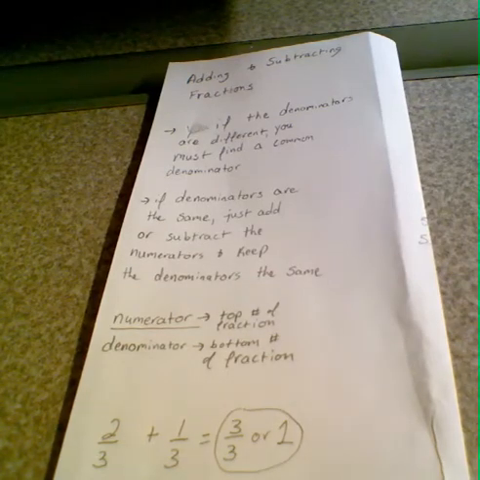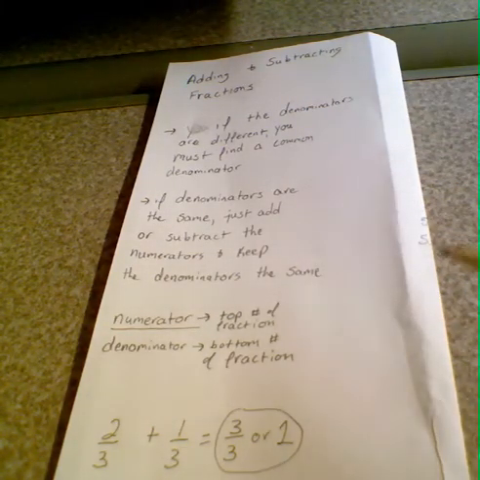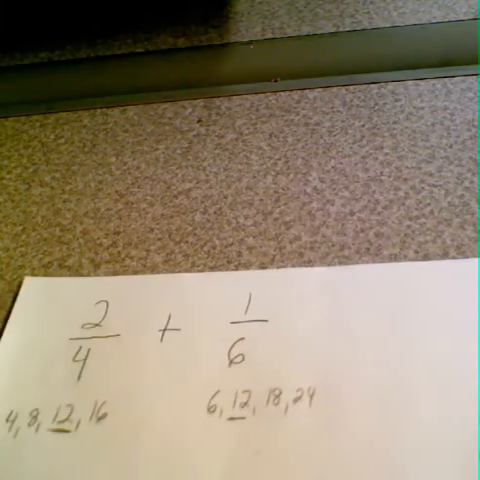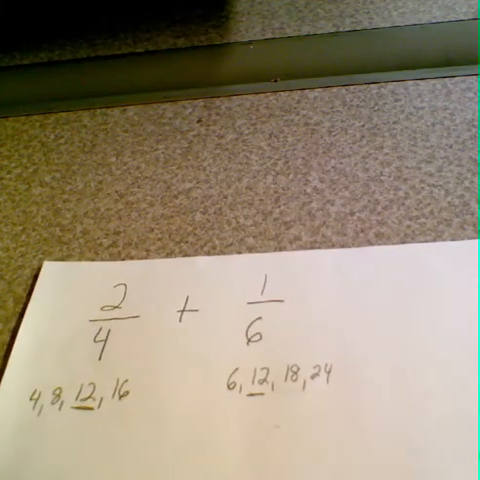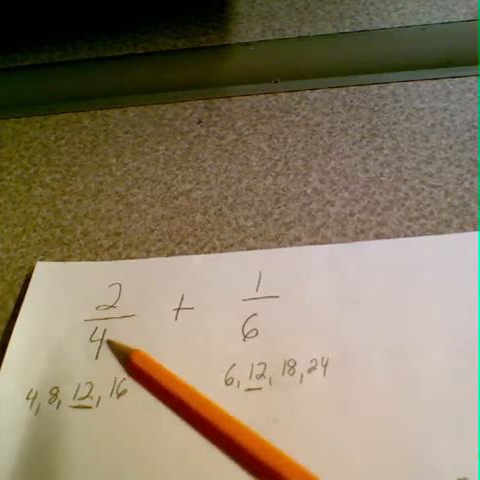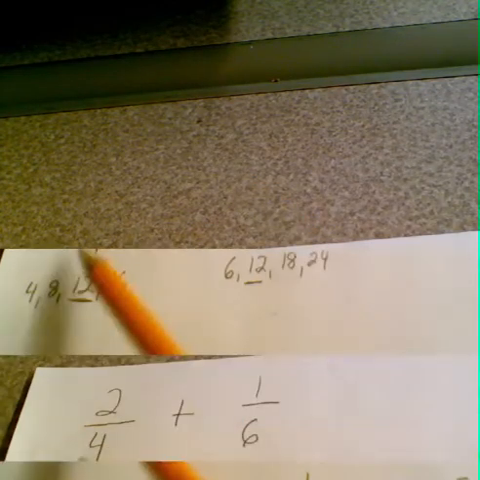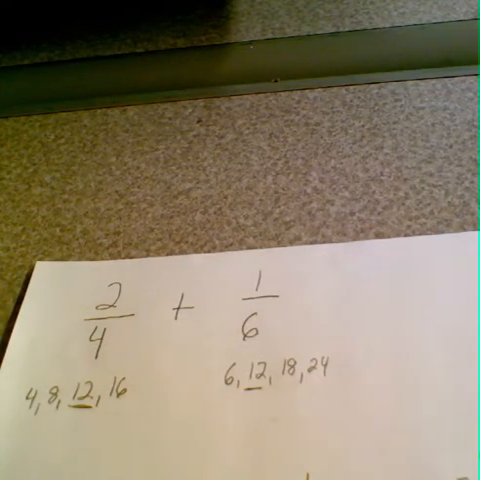Okay? But we know life is not always that easy. Let's go ahead and take a look at an example. Again, if you need to pause this and write these down, please do so. We're going to look at the first example here. And the first example here is this. We have 2/4 plus 1/6. And the first step I would recommend doing is that you find common multiples of 4 and 6, in particular the least common multiples.